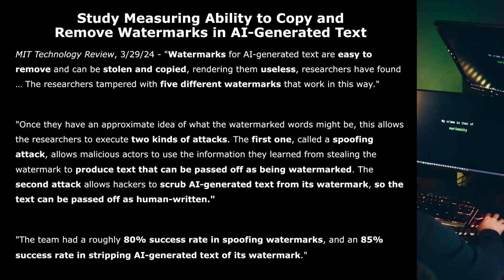The first one, called a spoofing attack, allows malicious actors to use the information they learned from stealing the watermark to produce text that can be passed off as being watermarked. The second attack allows hackers to scrub AI-generated text from its watermark, so its text can be passed off as human written, end quote. The article concluded by noting that, quote, the team had a roughly 80% success rate in spoofing watermarks, and an 85% success rate in stripping AI-generated text of its watermark, end quote.